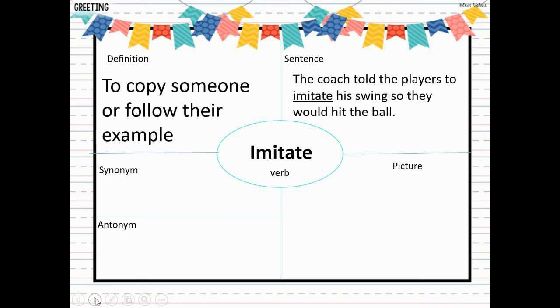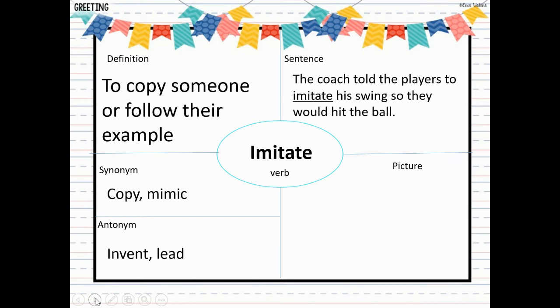The coach told the players to imitate his swing so they would hit the ball. Synonyms for the word imitate would be to copy or mimic. And mimic is exactly that, copying, doing what you're doing. I mimic you, I do exactly what you're doing. I follow or copy you.